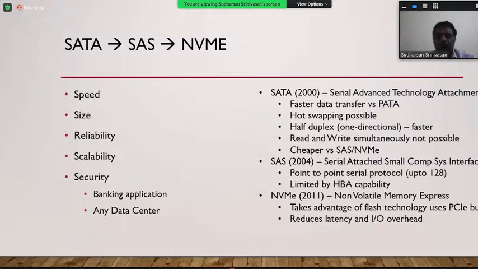Okay, so we spoke about SATA, SAS, and NVMe. SATA is Serial Advanced Technology Attachment, and it has faster data transfer compared to PATA. PATA is not much in use. Many of you have not even heard about it. One advantage of SATA is it's hot swappable. It is half duplex, so it is one directional at one time: you can either read or you can write, but you can't do both. And it's a lot cheaper than SAS and NVMe drives.